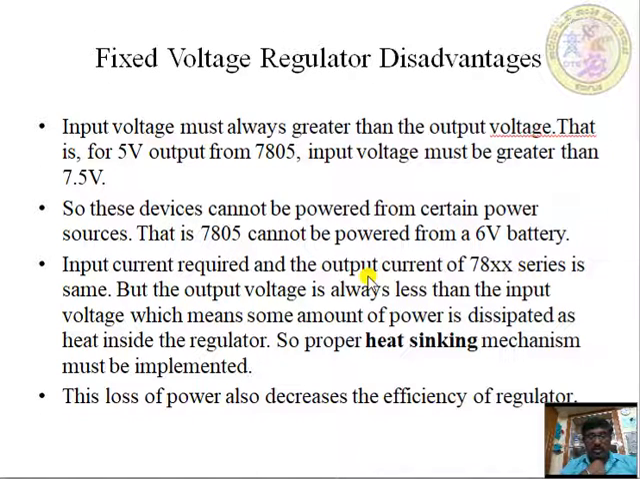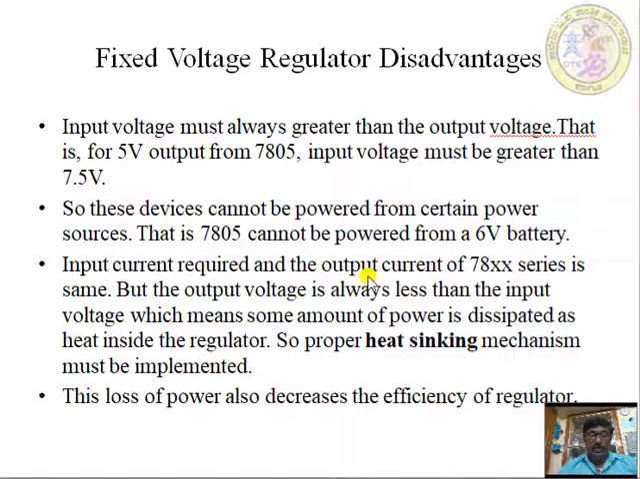So these devices cannot be powered from certain power sources. That is, a 7 volt regulator cannot be powered from a 6 volt source. As the output voltage is 7 volts, it will not work with a 6 volt battery. This means the input should always be higher than the output.